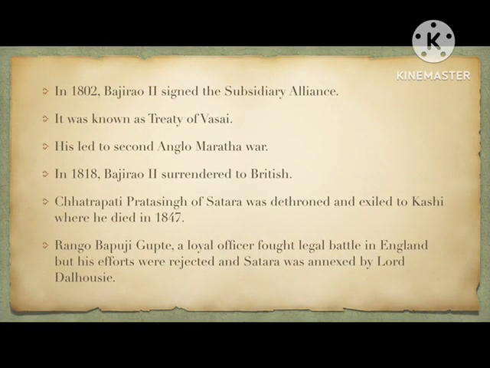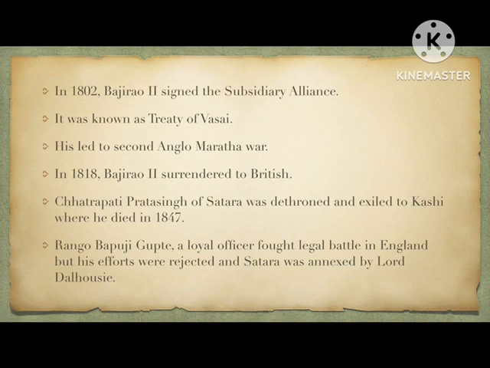Several Indian princely states entered into subsidiary alliance with the British East India Company, such as the Nizam of Hyderabad, the Nawab of Awadh, and the Maharaja of Tanjavur. Similarly, a subsidiary alliance treaty was also signed by Bajirao II in 1802. This alliance is also well known as the Treaty of Versailles.